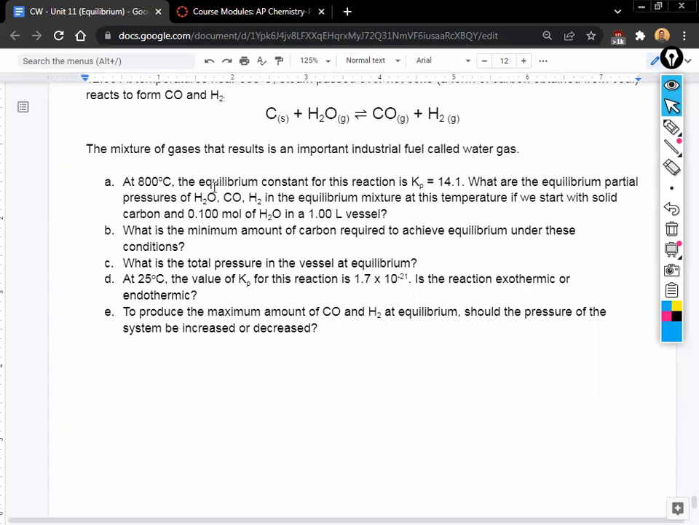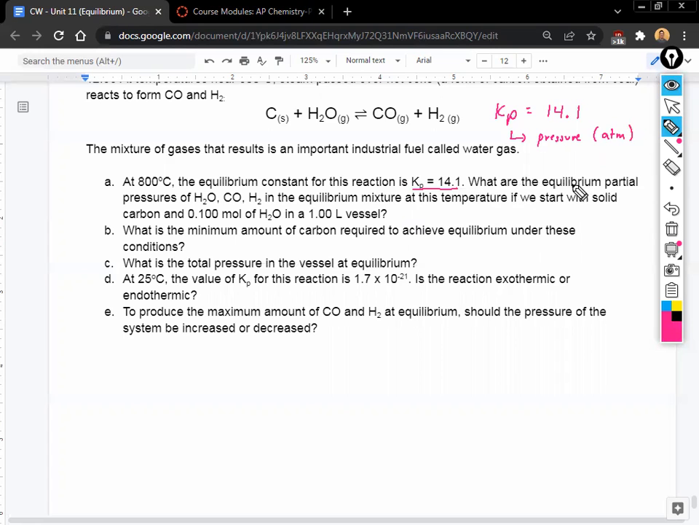At 800 degrees Celsius, the equilibrium constant is Kp equals 14.1. So the equilibrium constant for partial pressure is 14.1. Quick thing you want to notice is that this is Kp. So what unit of measurement are we going to be using for this problem? Yeah, you're looking for atm, since it's Kp. If it's Kp, it's for pressure. That means we're not using molarity. We're using atmospheres, atm. It's one thing you want to pull out right away.